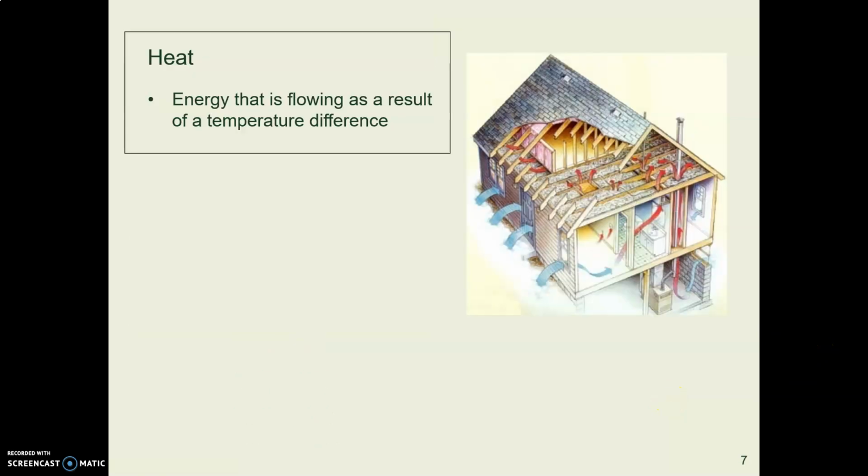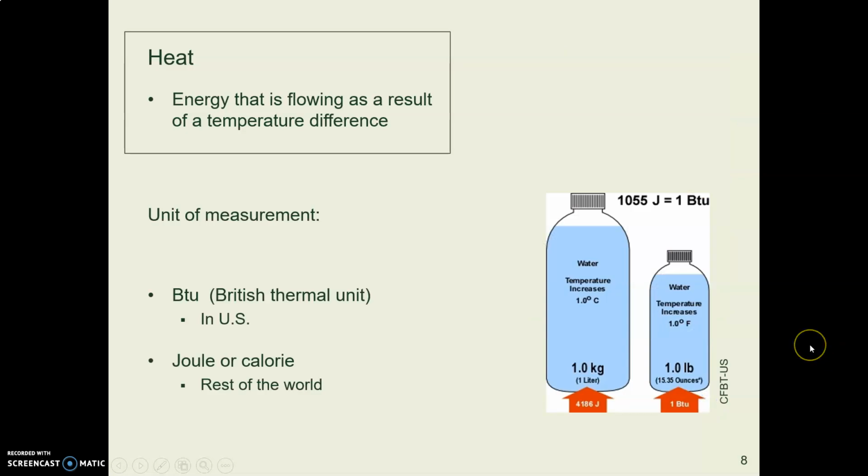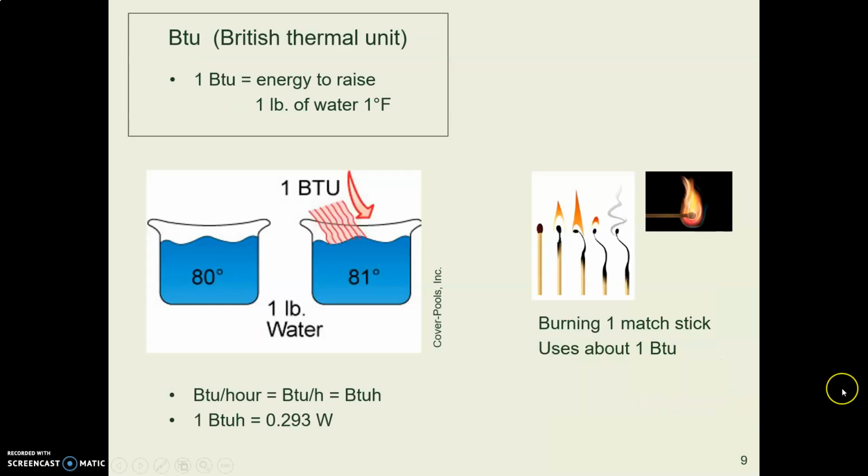To be precise, heat is energy that's flowing as the result of a temperature difference. So temperature is that energy in those molecules as they're moving around. Heat is what you get when you have two things that are different temperatures, and heat is the energy that's flowing. In the US, we measure heat in BTUs, which stands for British Thermal Units. The rest of the world uses calories and joules. But we use BTUs when we're sizing our systems.